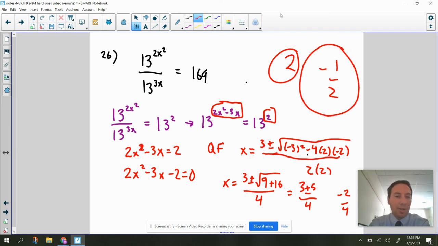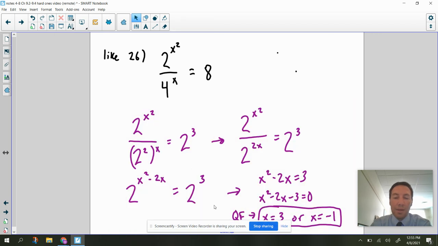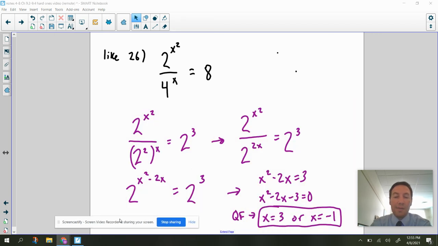If you'd like to see another one like this, try out this one on for size. Pause the video. Come on back and see if you got those as the answers, 3 and negative 1. I was too lazy to do the quadratic formula, but if you were to do it, hopefully you would get those answers. All right, hope this was helpful.